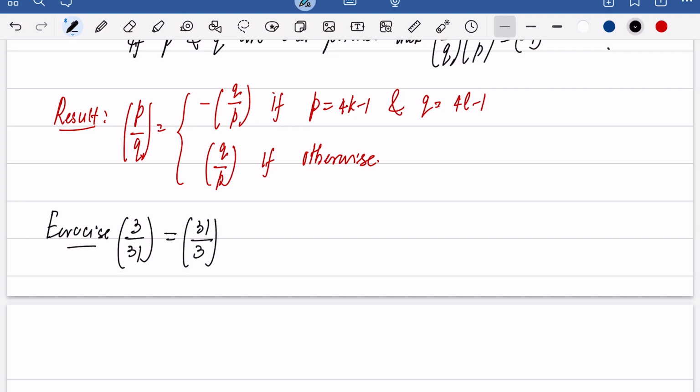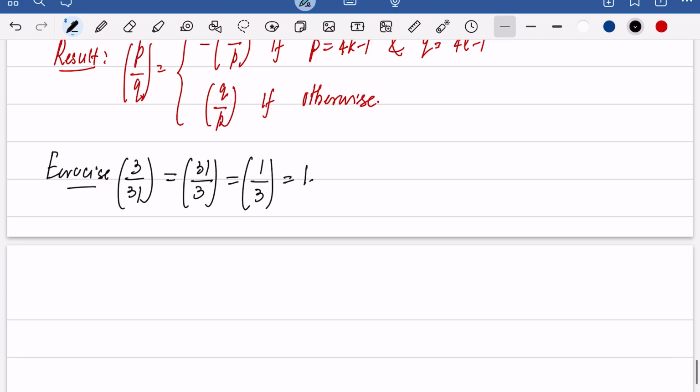But now what happens here? Here we have to use the modulus p, that is modulus 3. So we can divide this 31 by 3 and get the remainder, that is equal to 1. So this becomes 1 by 3 because now the modulus is 3, and we know 1 by 3 is equal to 1. So this is how things become easy using this quadratic reciprocity.